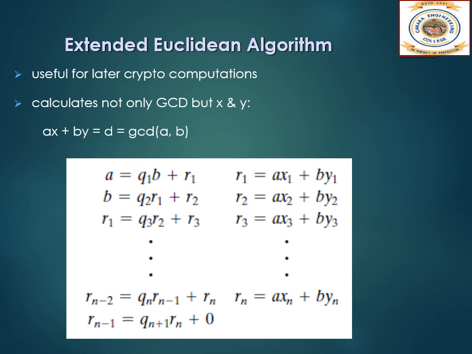For given integers a and b, the extended Euclidean algorithm not only calculates the GCD, but it also calculates two additional integers x and y that satisfy the following equation: ax plus by equals d, which is the GCD of a comma b. These x and y are opposite in sign.